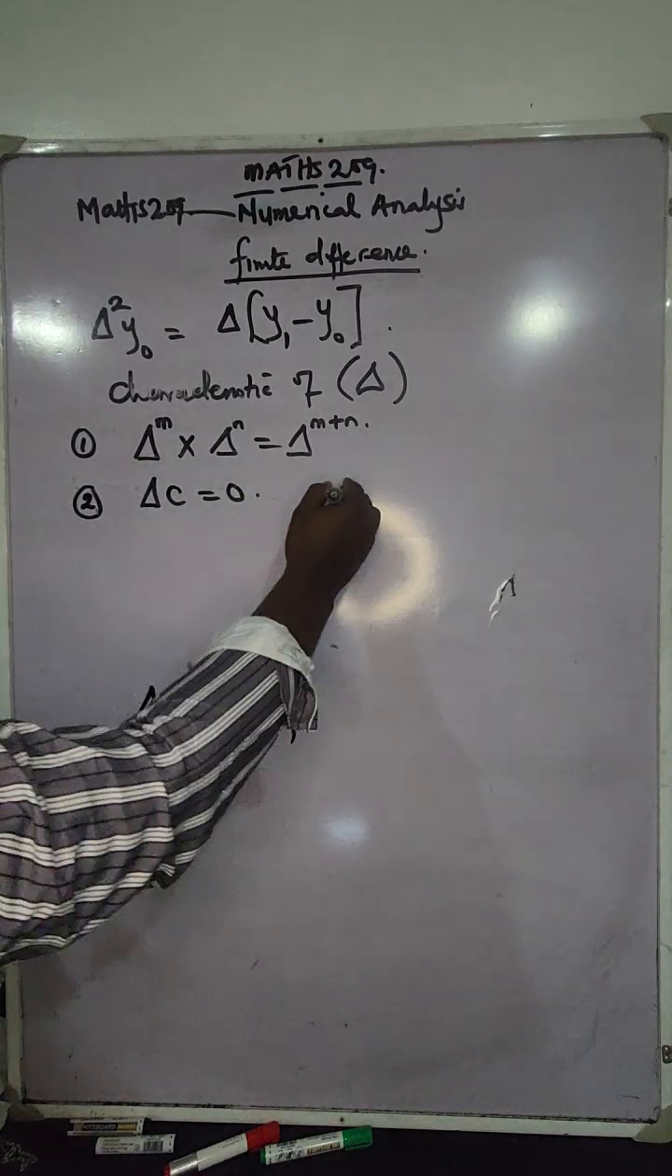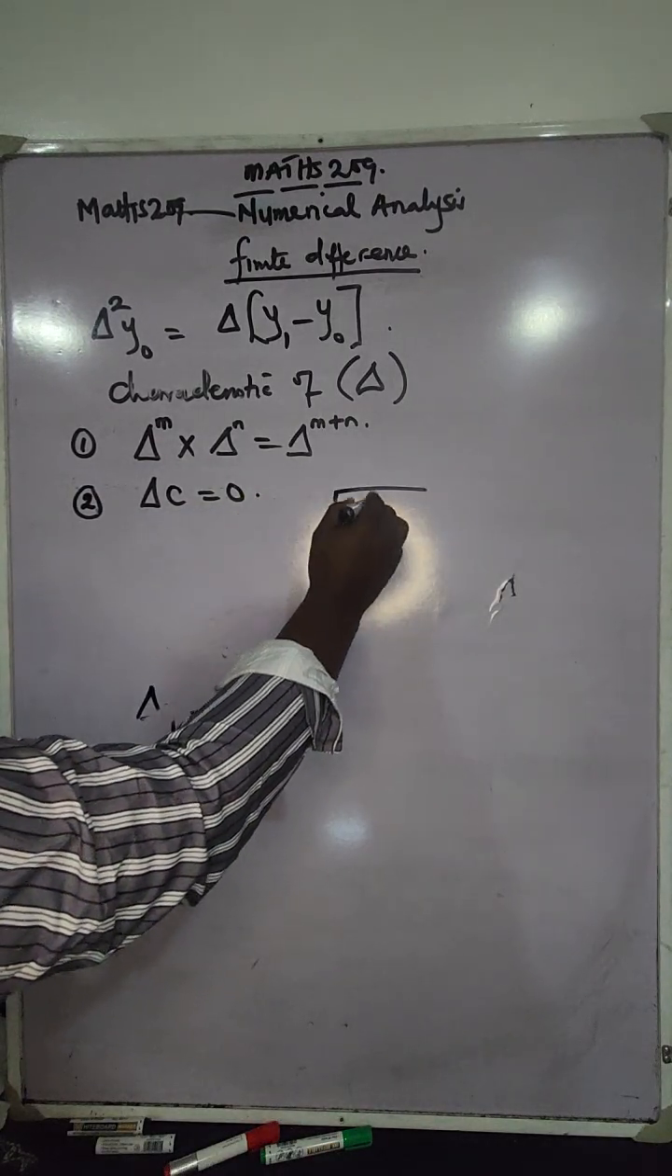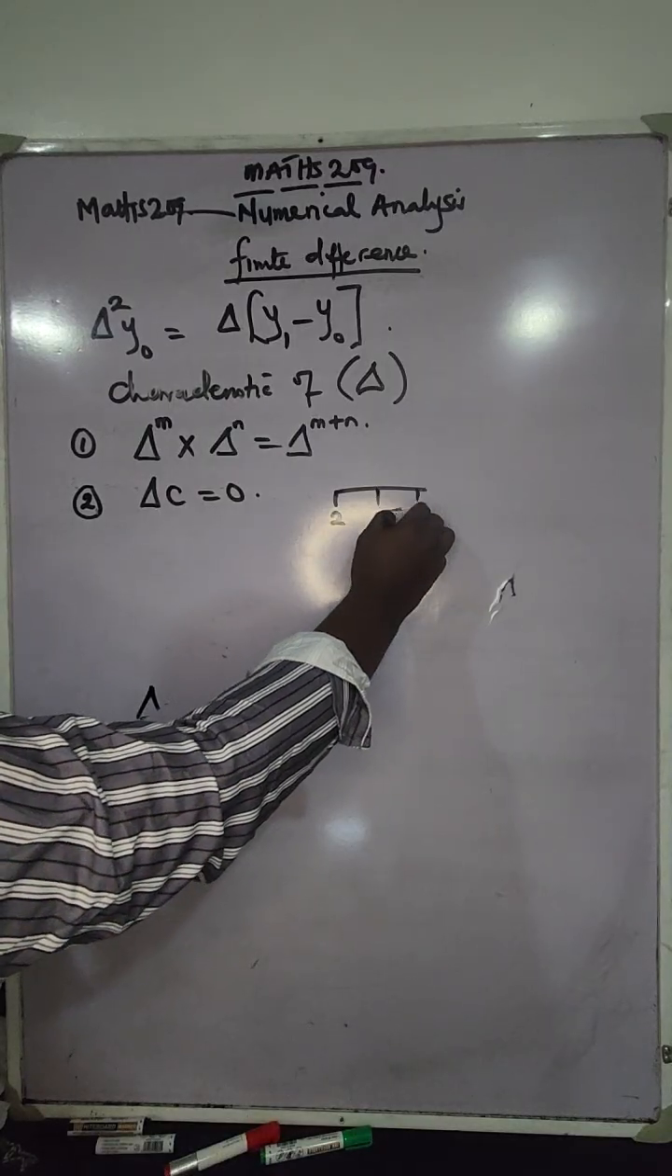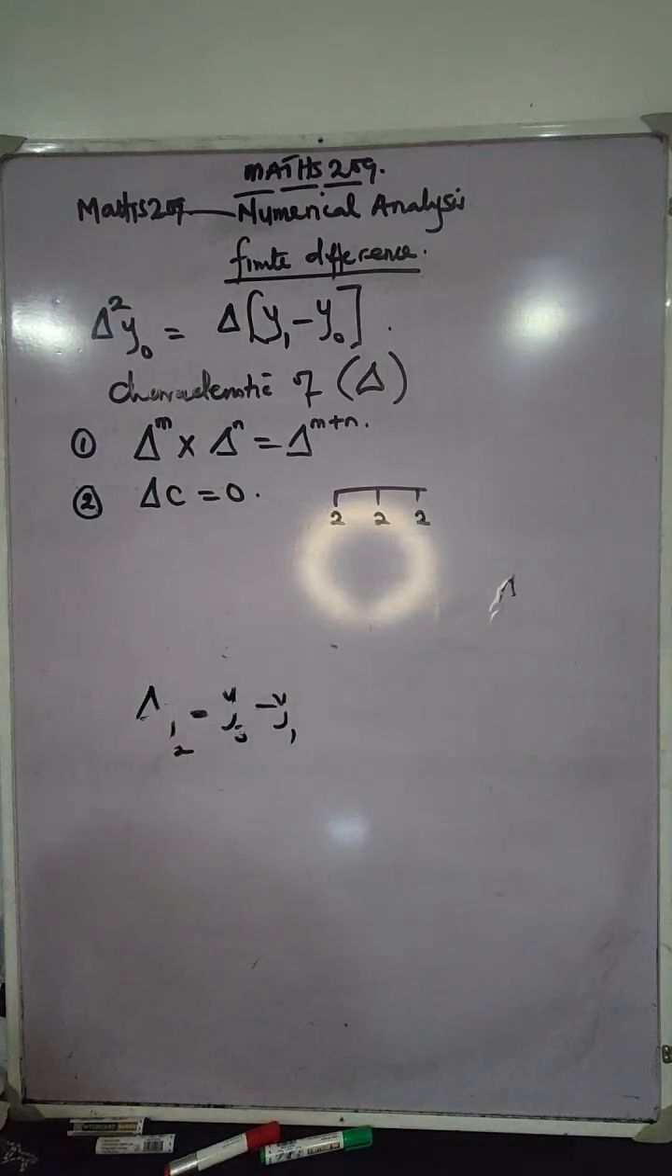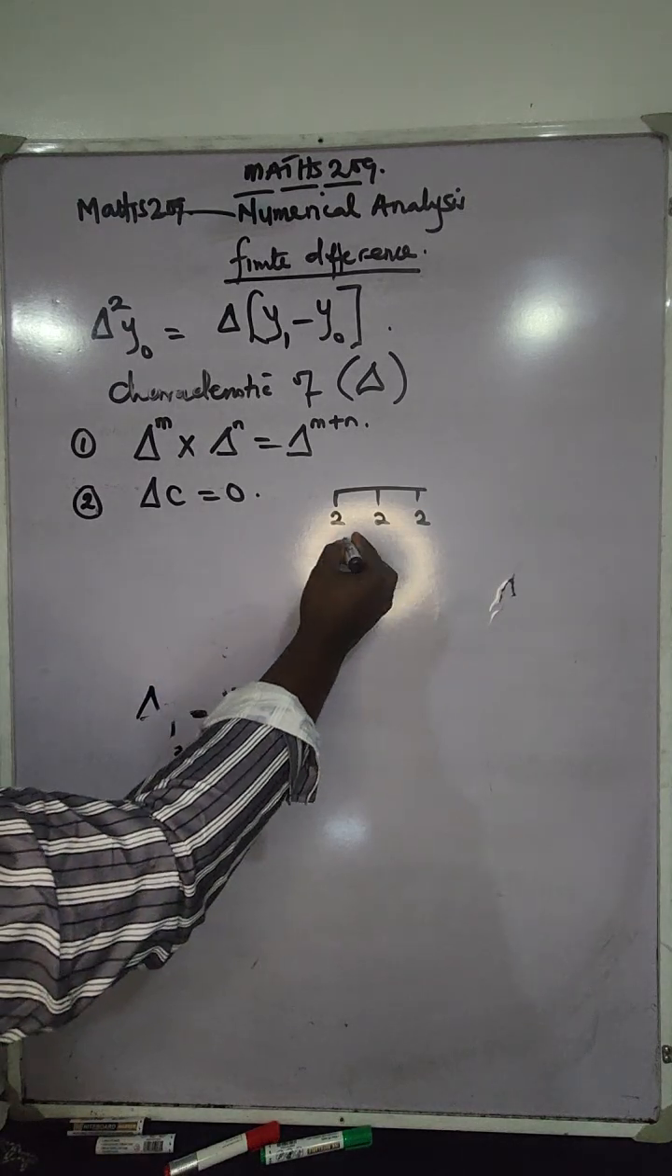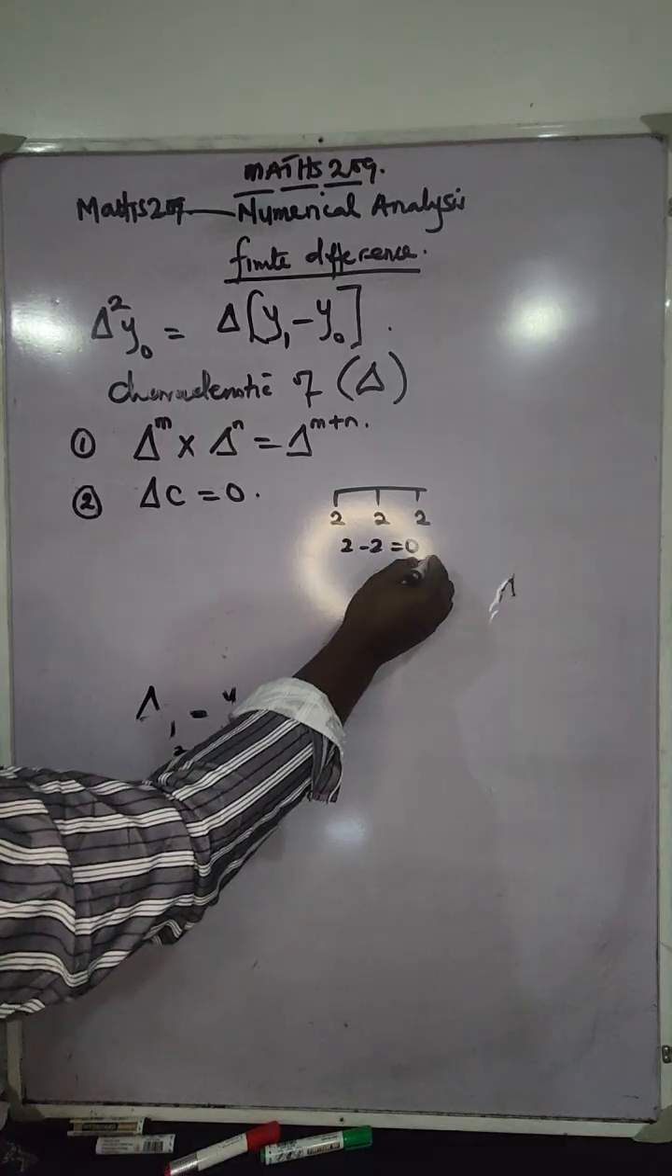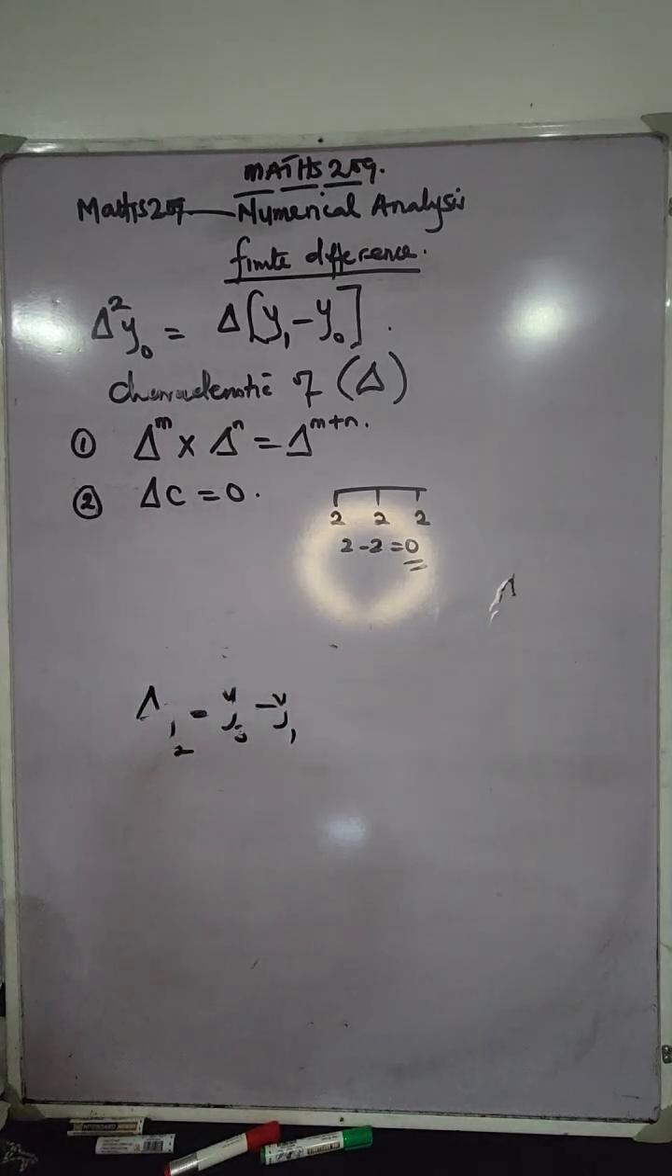Why did I say so? Let's assume that here is 2, the next place we are going to is 2, the next place we are going to is 2. Constant means something that is appearing every time. So if I say, what's the forward difference of 2? You just tell me 2 minus 2, which is 0. So the forward difference of a constant is 0.